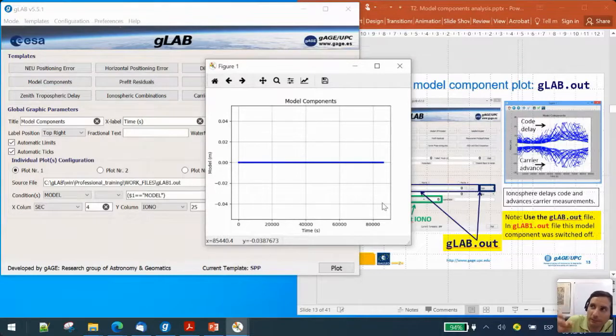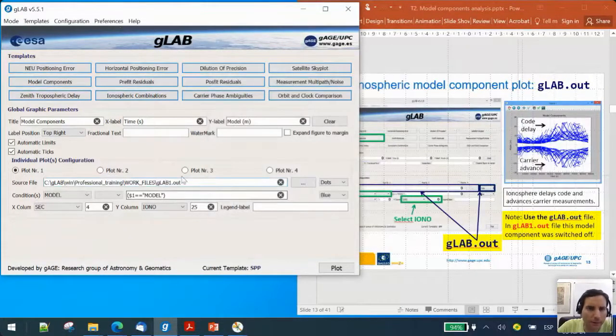So by making this mistake, we are verifying that in the GLab 1 we are not using any ionospheric model. And you can see that for the 24 hours, the ionospheric correction is 0. If we want to see the ionospheric correction, we have to use the glab.out. The glab.out is the file that contains the full model, including the ionosphere.